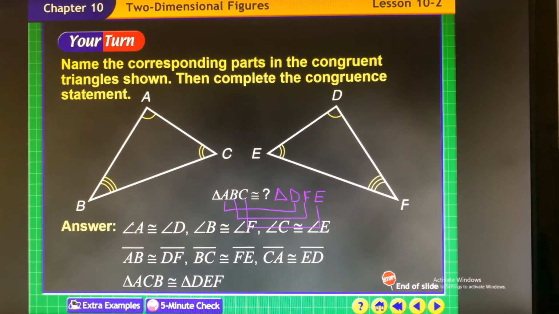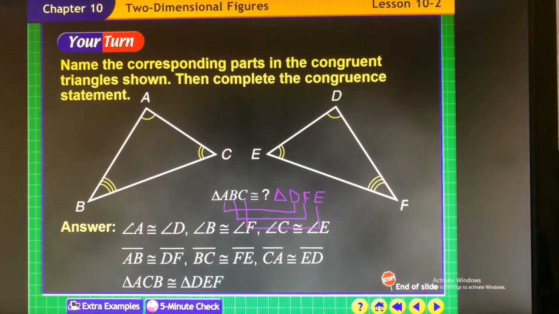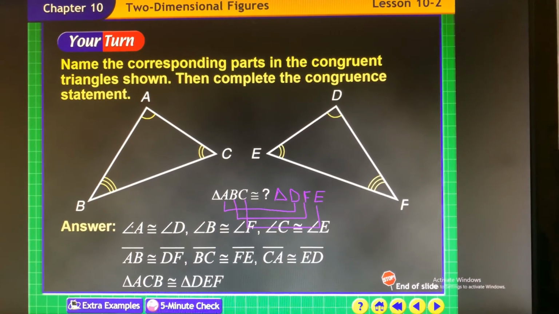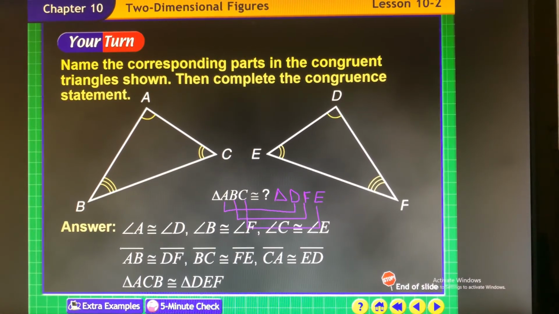And please notice that you need to keep your symbols. What we talk about all the time is that you got to keep your symbols straight. So notice I have an angle symbol in front of my angles, and then when I talk about the sides, I have a line segment. And when I talk about the triangles, I have a triangle symbol in front of them. Notice it's not an equal sign in between, it's a congruent symbol. So that's matching up the corresponding parts.